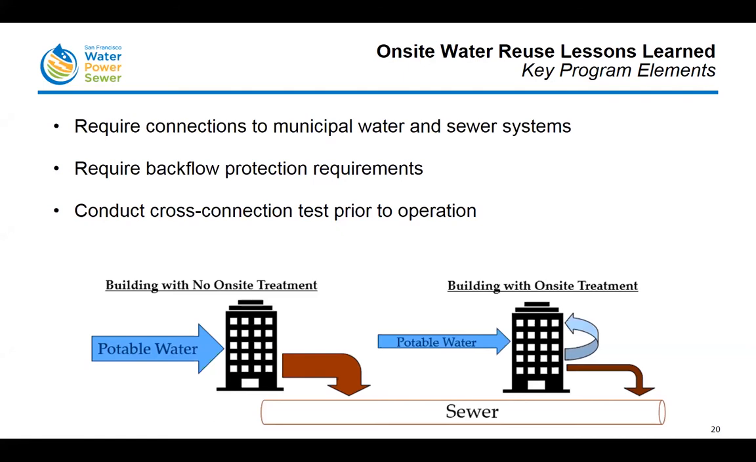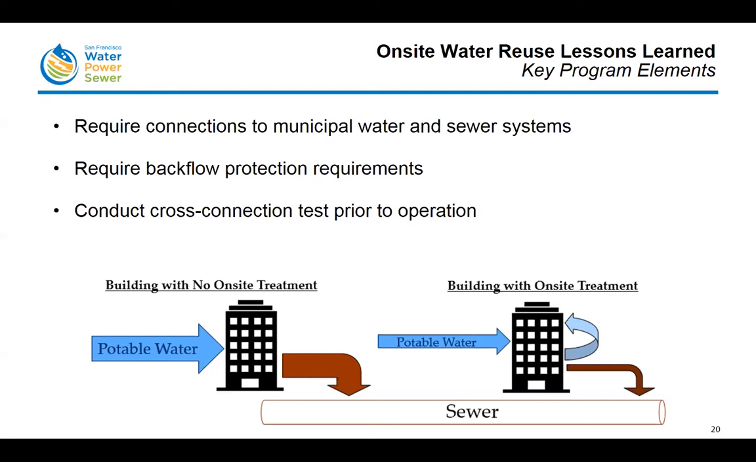As well as if there's an issue with your water quality in your system, you need to be able to divert that water to sewer, as well as meeting your toilet flushing needs. We also have backflow protection requirements and cross-connection testing requirements. And these are really requirements to protect our municipal water system.